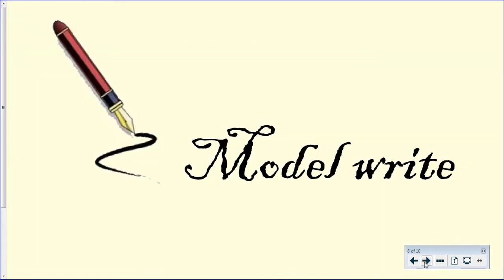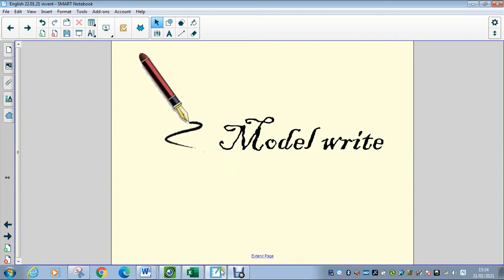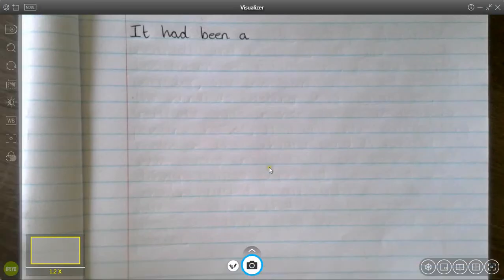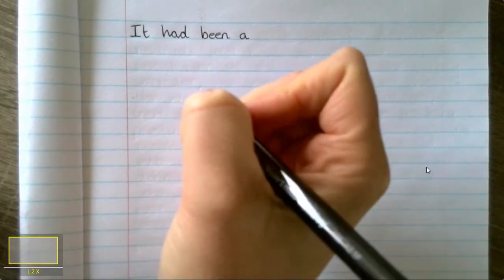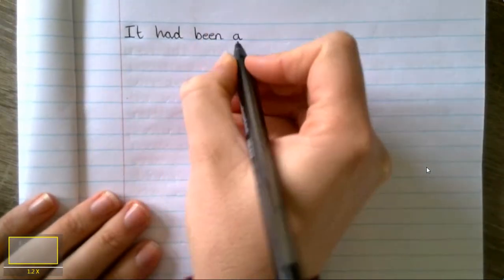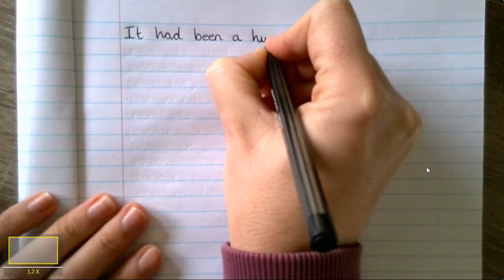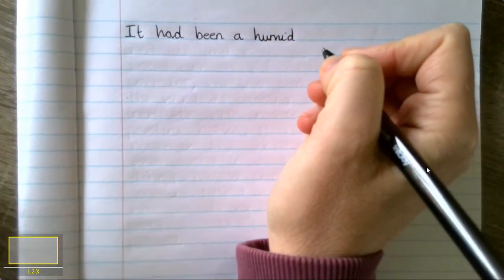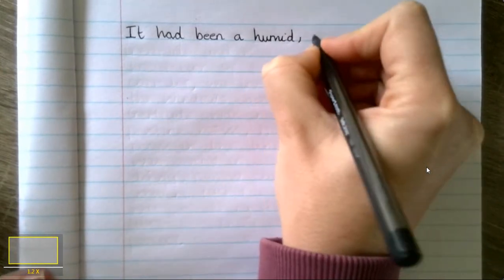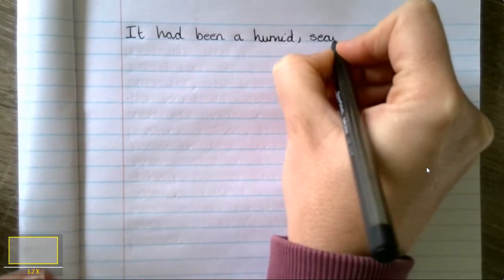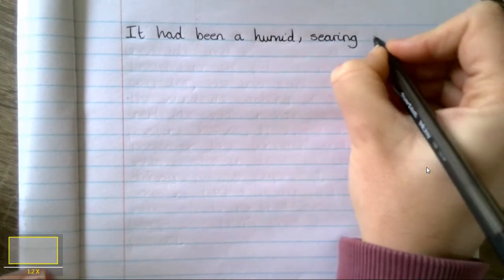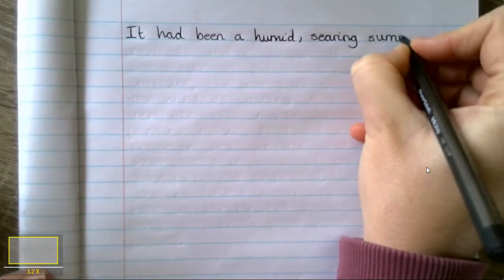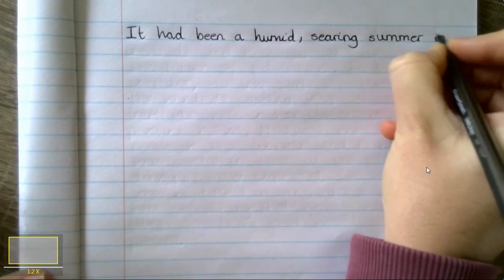Okay, it's time for me to model write my story for you. Now, when I write my story, you're more than welcome to use this and change parts like you did yesterday if you want a bit of a guide, or you could just sort of go for it. So it had been, I'm going to use humid, which means almost a bit damp in the air. Humid, searing, that's like searing hot. Searing summer in Cornwall.